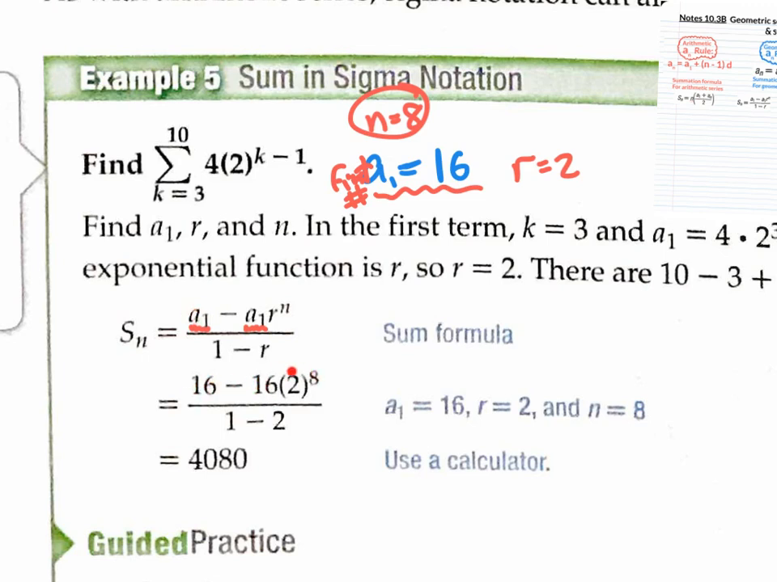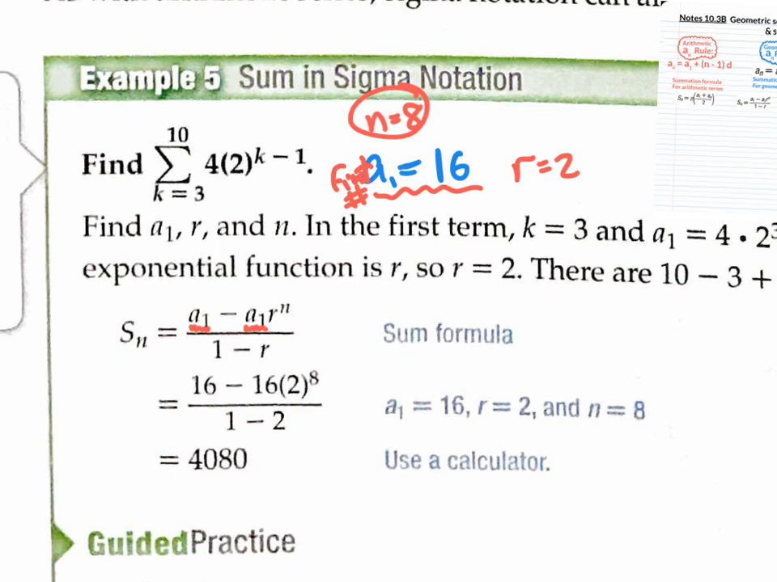Then you work this math out with the calculator, right? 2 to the 8th, you do that first, get an answer, multiply it by 16. You're going to end up with 16 take away this huge number, and then you're going to end up divided by negative 1. So that huge negative number divided by a negative 1 gives you a positive 4,080. And of course, use a calculator. I would not do this by hand. Okay.